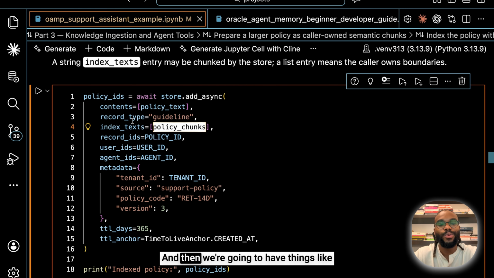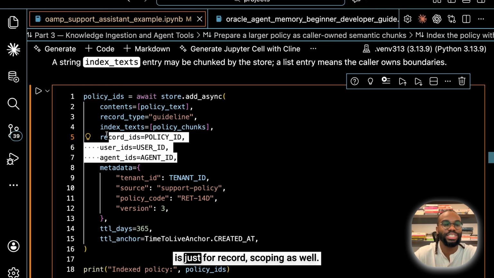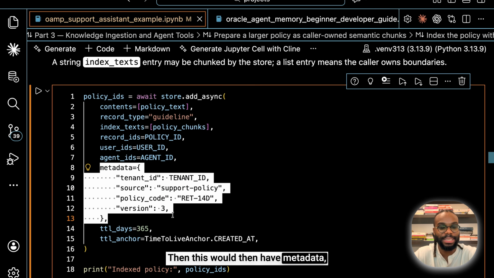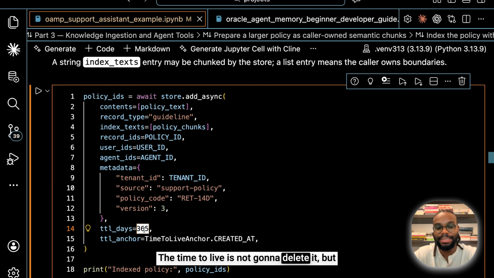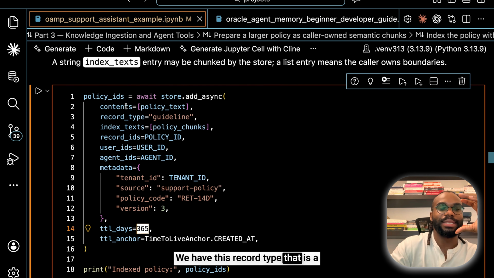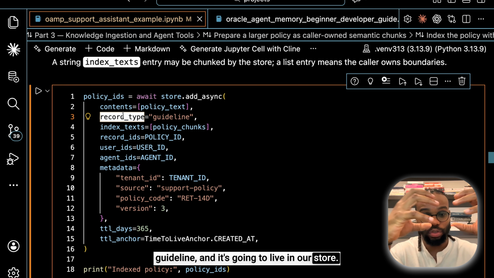And then we're going to have things like the record ID, which would be the policy ID, and the user ID and the agent ID. It's just for record scoping as well. Then this would have metadata, and we have the time to live for anything within the store as well. The time to live is not going to delete it, but it stops it from getting extracted. We have this record type that is a guideline, and it's going to live in our store.